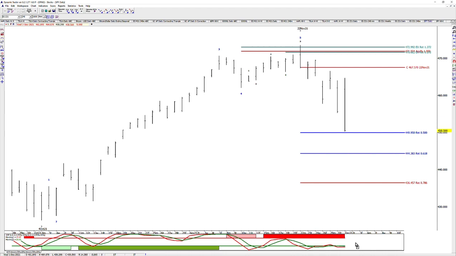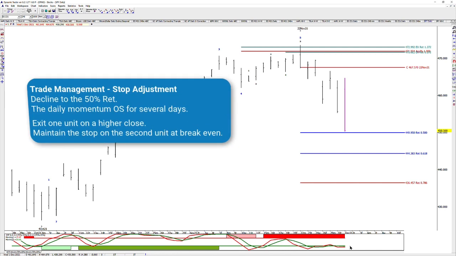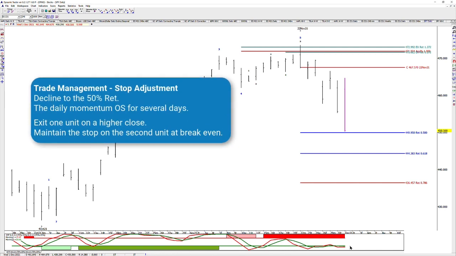So let me add some more data. Oh boy, that's very encouraging on the downside. So what's the trade strategy? Should we adjust our stop? Should we look to exit the market? Well, I can tell you exactly what I did. Because the market had come down strongly to near the 50% retracement, and the daily momentums have been oversold for some time, my recommendation was to exit 1/2 of the position on a higher close and maintain the second half of the position at break even.